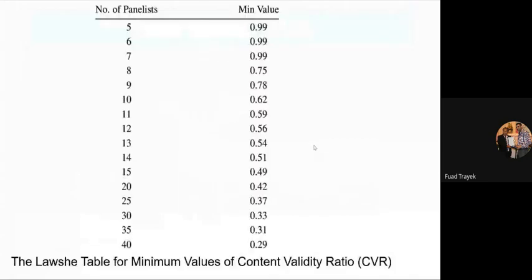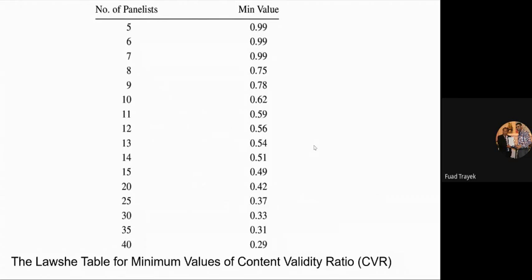I'm going to show you now the value which decides whether these items need to remain or be taken out. According to Lawshe's table for the minimum value of content validity ratio, if you have only 5 experts, the minimum value has to be 0.99. So from 5 to 7, the minimum value needs to be 0.99. What does that mean? If you have 5 experts measuring your questionnaire, you need almost all of them to agree this item is correct. While if you have 40 experts, you need only 29% of these 40 to say this item is perfectly matched with the variable.